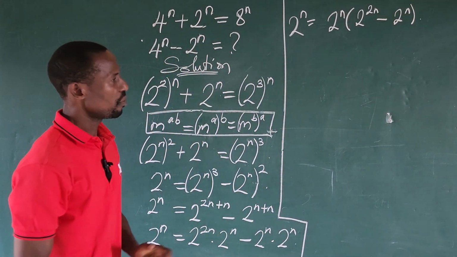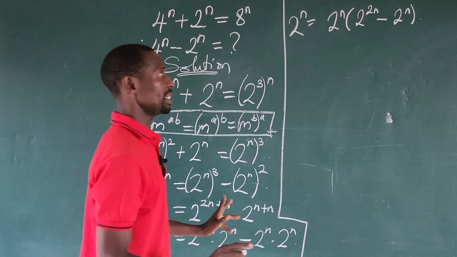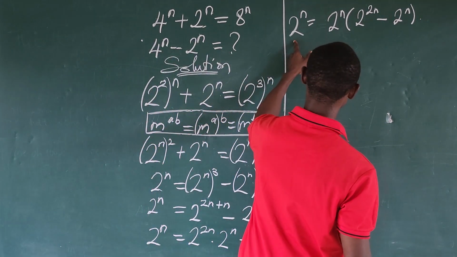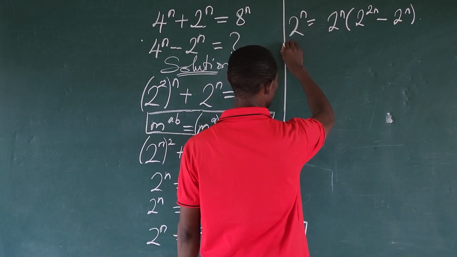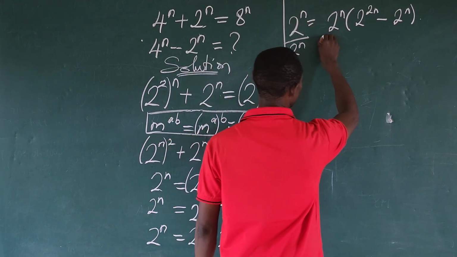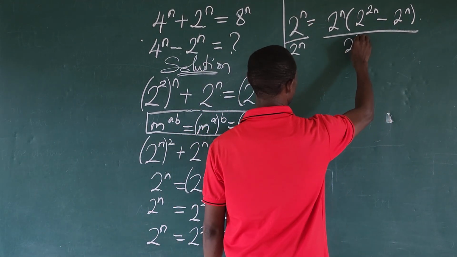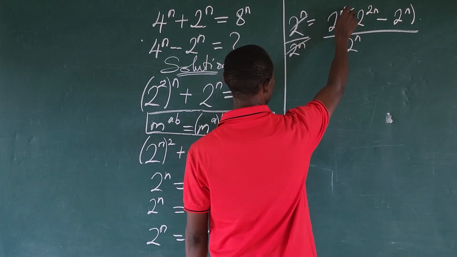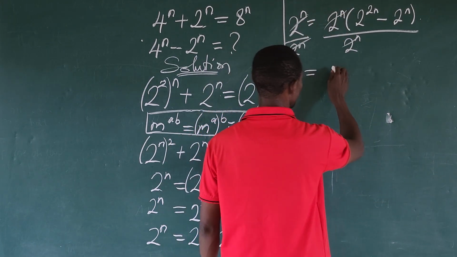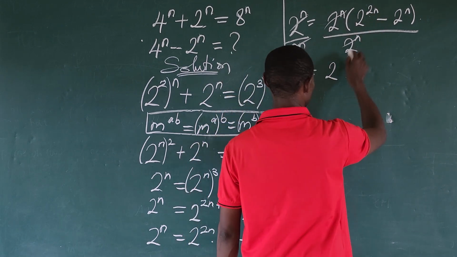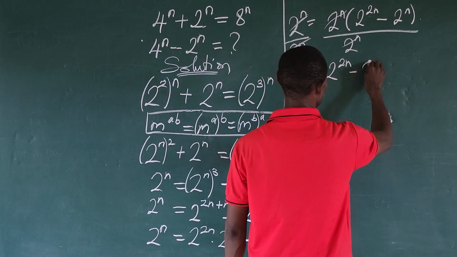Wow. What do we do next here? It is easy, right? We have 2 to the power of n here, we have 2 to the power of n here. So we divide everything here by 2 to the power of n, so that this leaves 1 equal to 2 to the power of 2n, then minus 2 to the power of n.